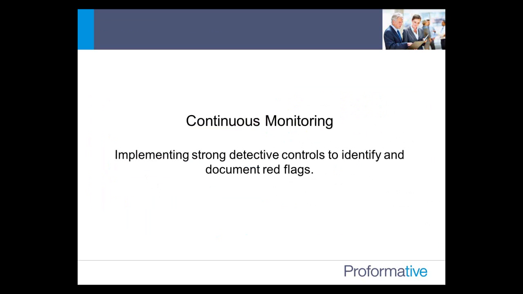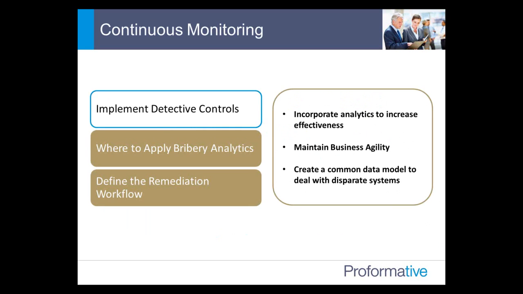So moving on to our second pillar on continuous monitoring, this is implementing those strong detective controls to identify and document those red flags. And we'll be getting into some of the details around where you can actually create data analytics. But first of all, incorporating analytics to increase the effectiveness of your monitoring activities. So not keeping with just manual processes, but to incorporate technology to be able to do this will ultimately help you to maintain business agility instead of having formal approvals and structures in place or application system controls.